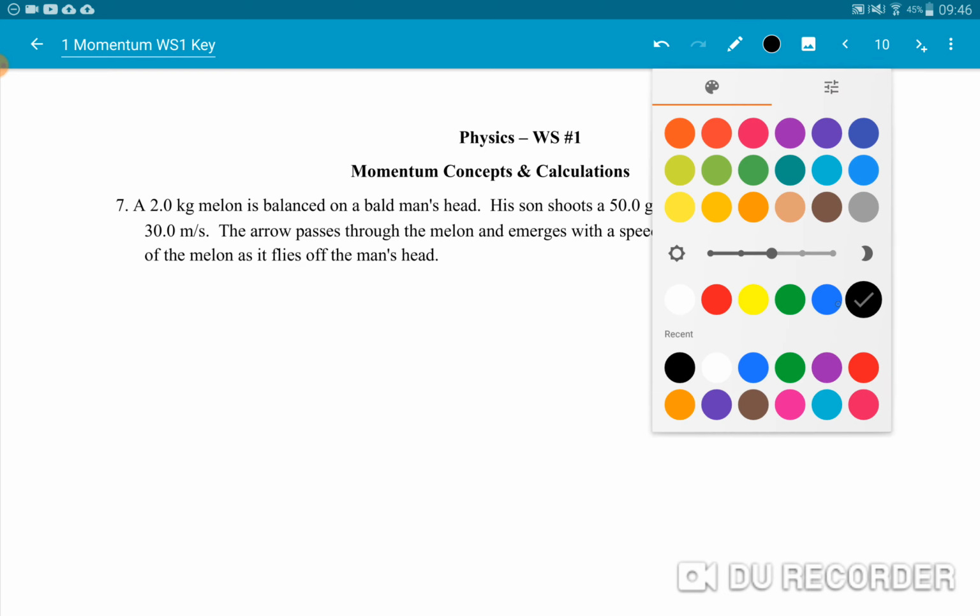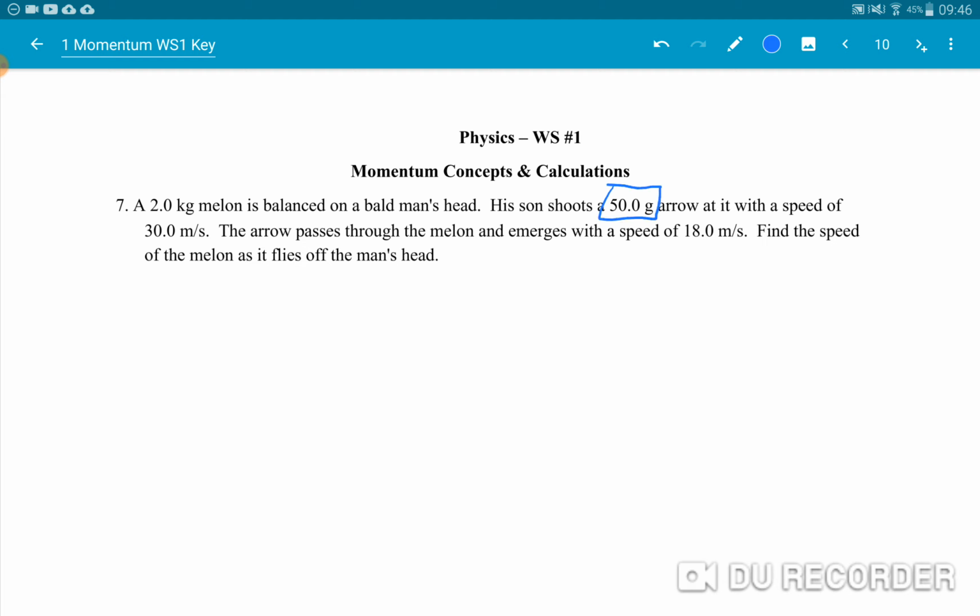Alarms go off in my head there when I see grams. Does it for you as well? And I go, oh man, I need to convert that into kilograms.